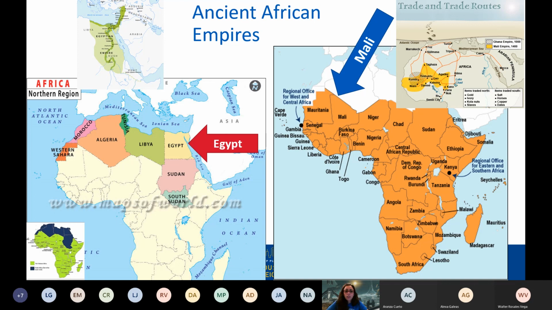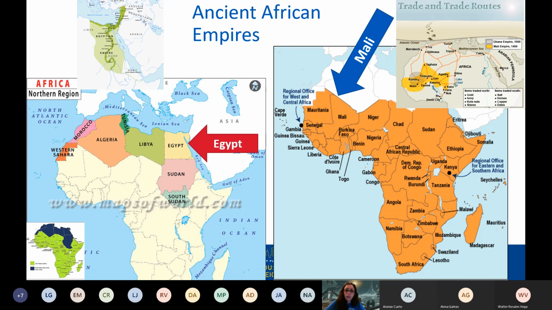Its location is kind of key to that story, though. So you have to remember that Egypt is right next to the Red Sea. It's kind of the key between Africa and the Middle East. And it exists in North Africa.